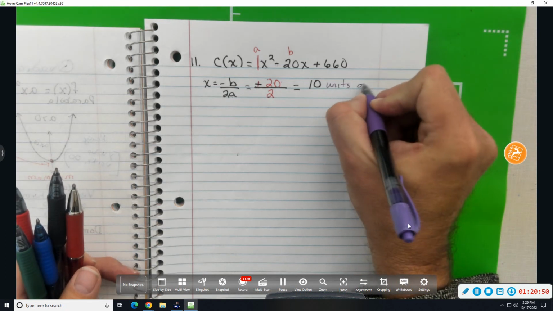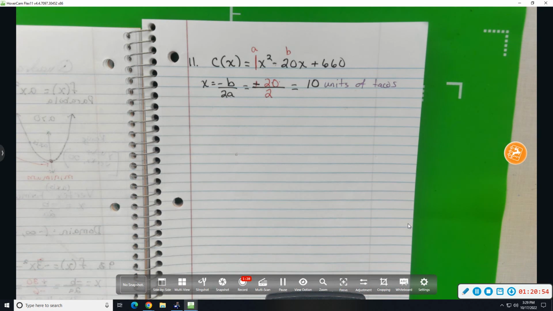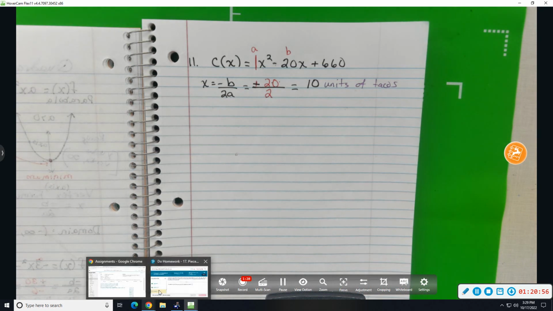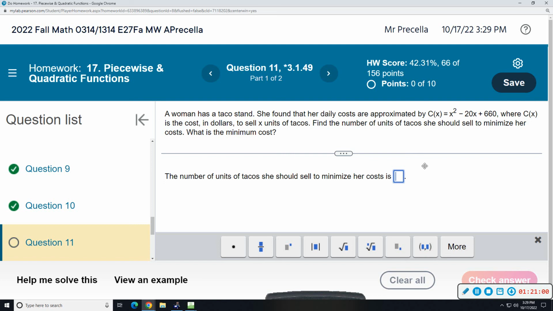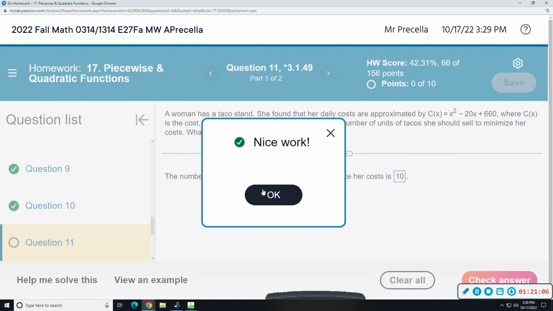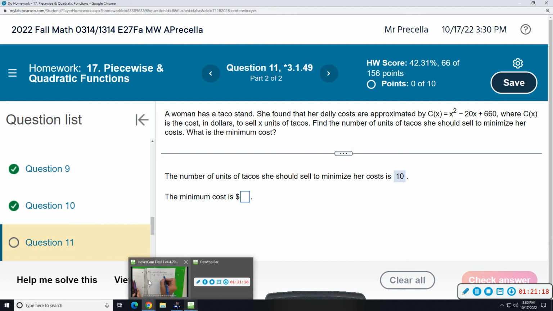Whatever unit is. What, you want to type that in? Because that's the first thing it asks for. If she's trying to minimize her total cost, she should try to sell 10 units of tacos. The minimum cost is, when she sells 10 units of tacos, how do we find the y coordinate? What are we going to have to do?